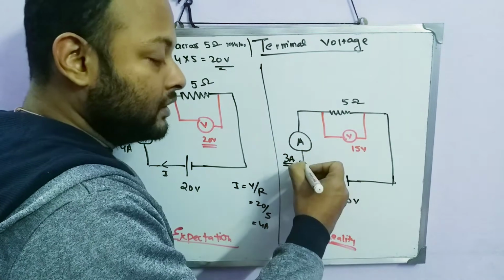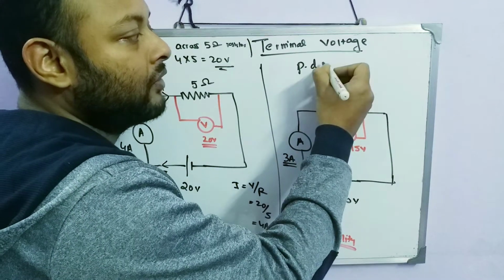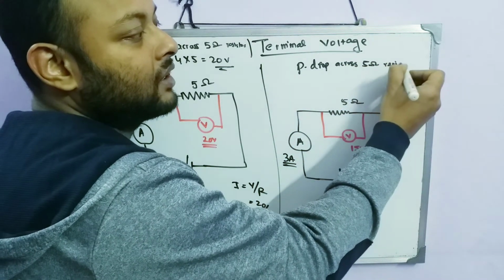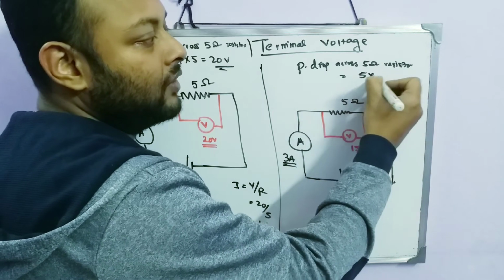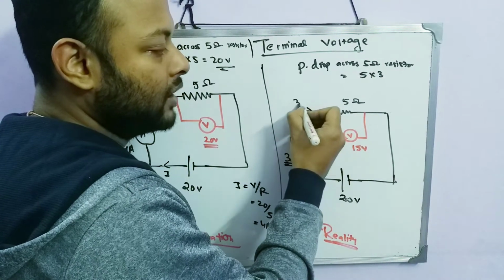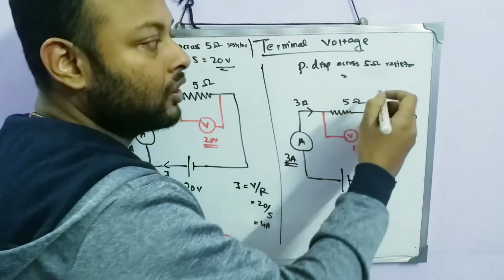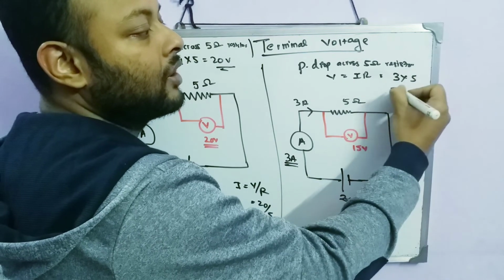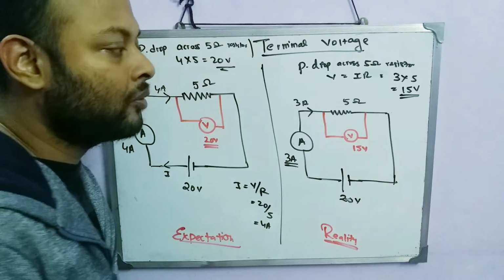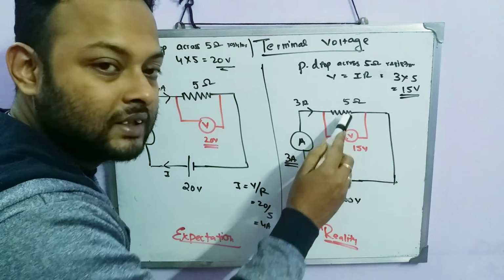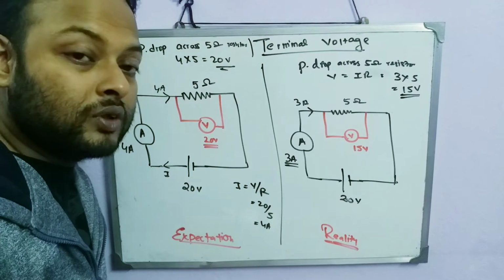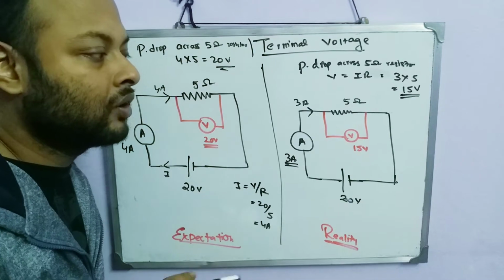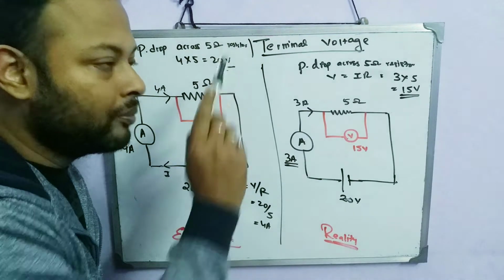So now we can say the potential drop across the 5 ohm resistor, how much is happening? 5 into 3. How much current am I getting? 3 ampere. So if I apply Ohm's law, V is equal to IR, I means how much? 3 ampere into 5, 15 volt. So the potential drop across this resistor is 15 volt. So this 5 volt is getting lost somewhere. We will discuss why it is getting lost later, but the topic is terminal voltage.